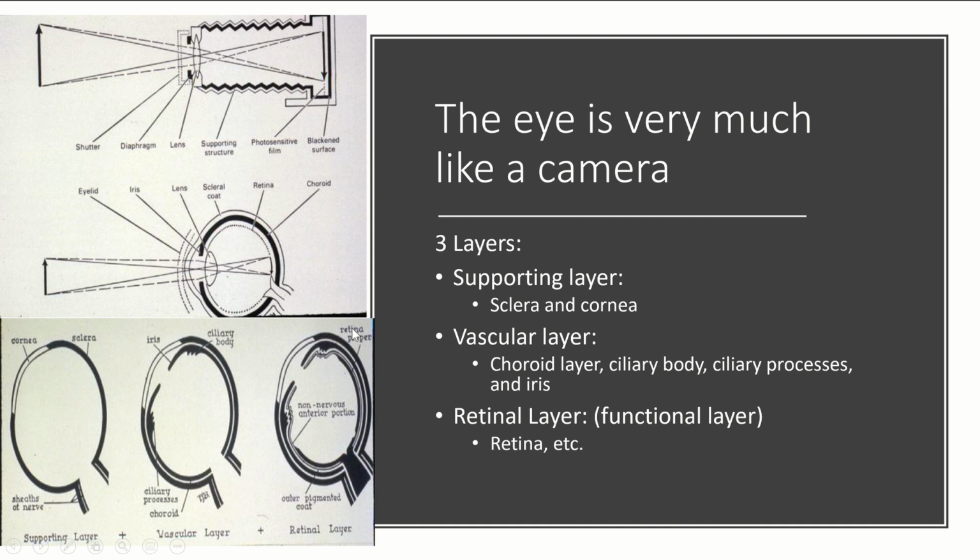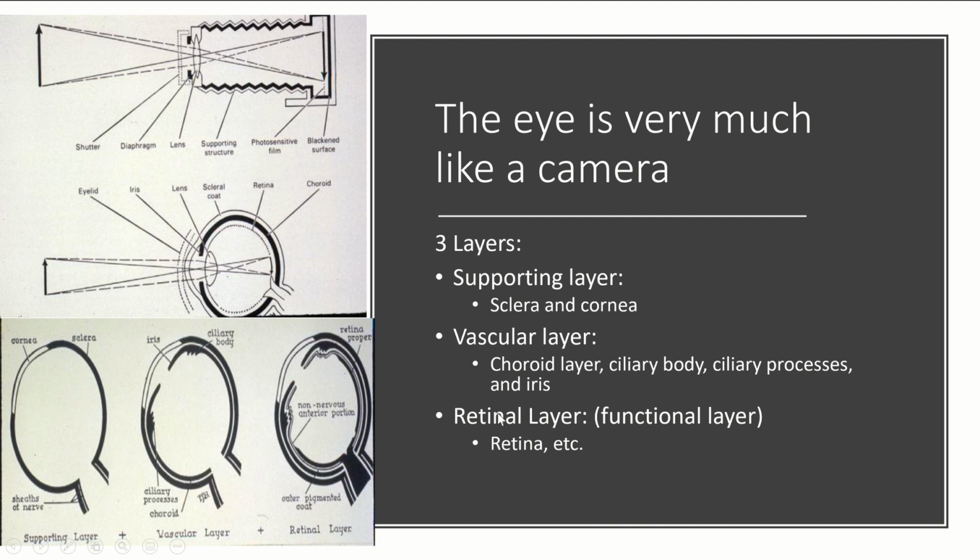okay? And so it has three main layers. The supporting layer is going to consist of the cornea and the sclera. Okay, the cornea and the sclera. That's what provides support and structure to your eye. Within that is going to be the vascular layer. That contains the iris, the ciliary body, the choroid, the ciliary processes. And that is going to have all of your blood vessels. Okay, so it's going to be highly vascular, and it's going to provide nutrients and everything to the other layers.